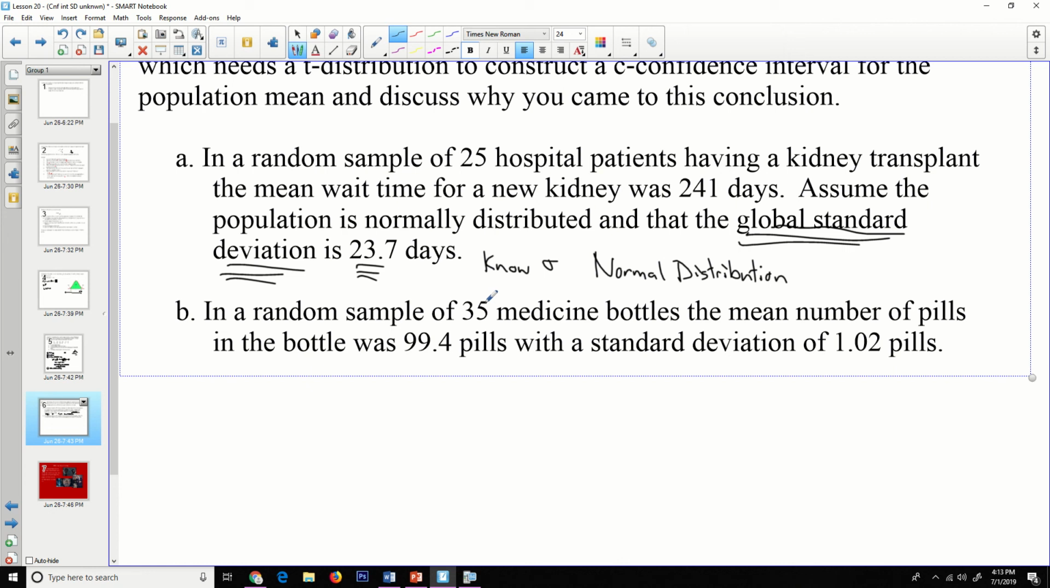In a random sample of 35 medicine bottles, the mean number of pills in the bottle was 99.4 pills with a standard deviation of 1.0 pills. So in this case, we know s sub x because that's the standard deviation of these sample pills. We don't know what the global standard deviation is. And since we don't know what that is, that tells us that we are going to use a t distribution for this one.